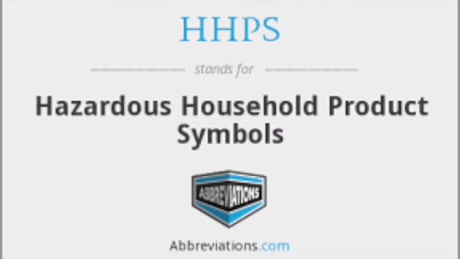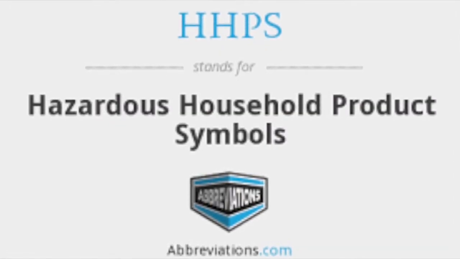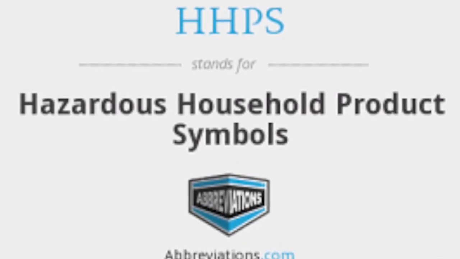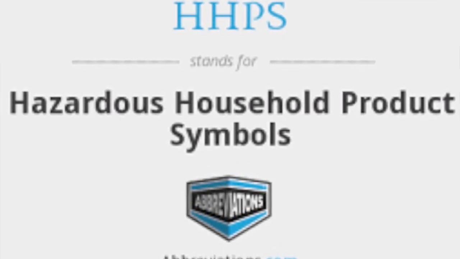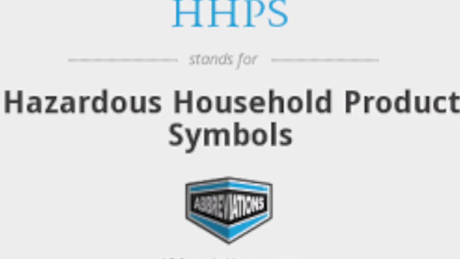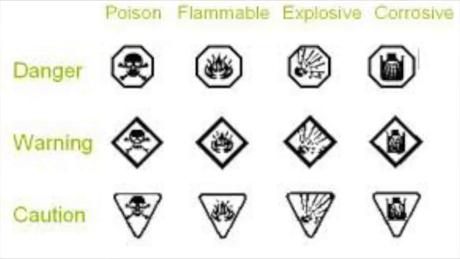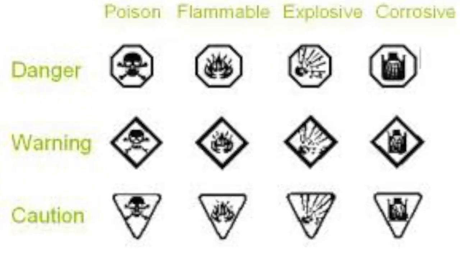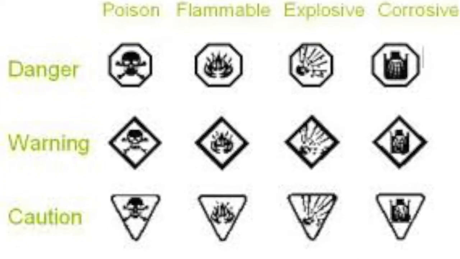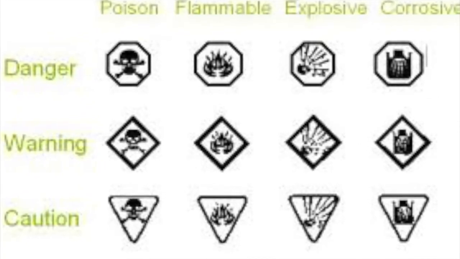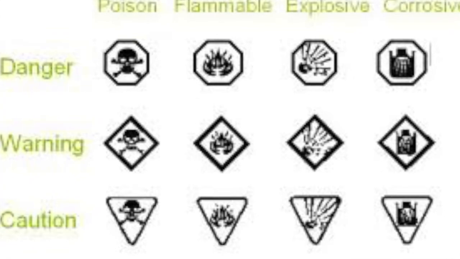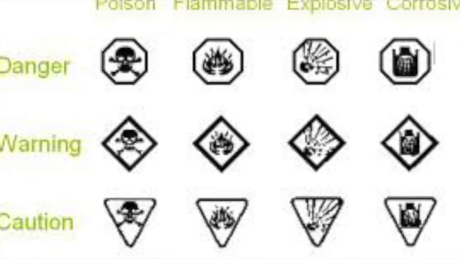Although the WHMIS symbols are the main symbols, there are also other symbols such as the HHPS, household product symbols, or the IHS, international hazard. As well as showing you how they are dangerous, they can also be categorized by shapes, which determines how dangerous they are. If the shape is an octagon, that means danger.